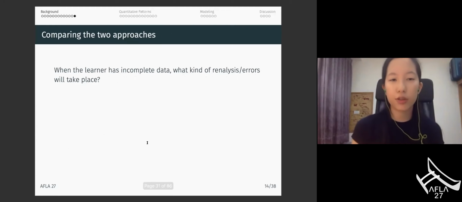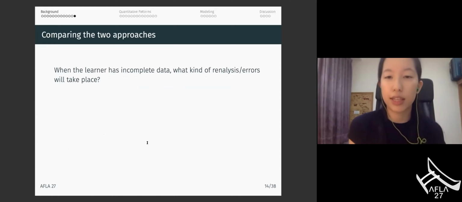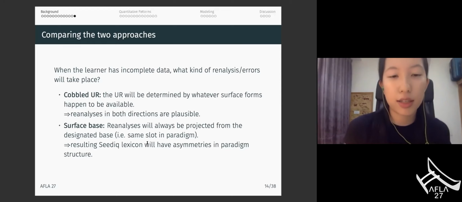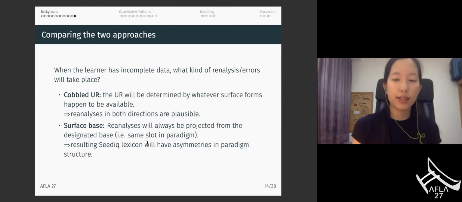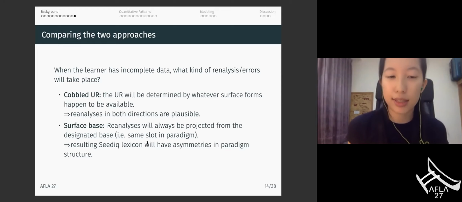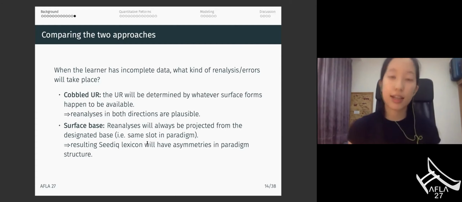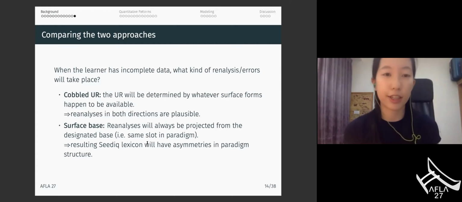So these two approaches crucially make different predictions about what a Seediq language learning child would do given incomplete data. In other words, they predict different kinds of reanalyses or learning errors. Under the cobbled UR approach, the UR is determined by either the stem or suffix form, whichever one happens to be available. So this means that in principle, reanalyses based on both directions will be plausible. In contrast, under the surface base approach, the reanalyses will always be projected from the designated base, and the resulting lexicon will have asymmetries in paradigm structure that reflect this. And exactly how this works, I think, will become clear in the following section.